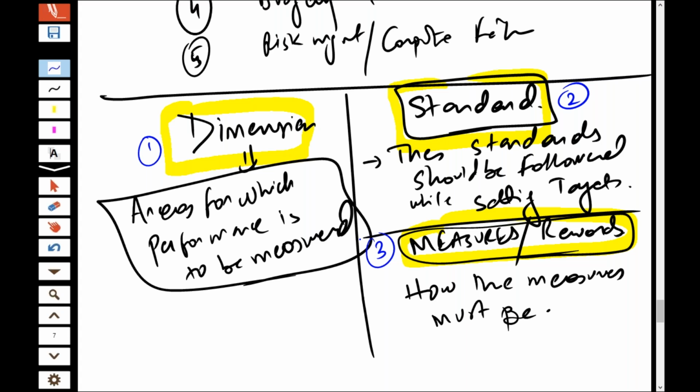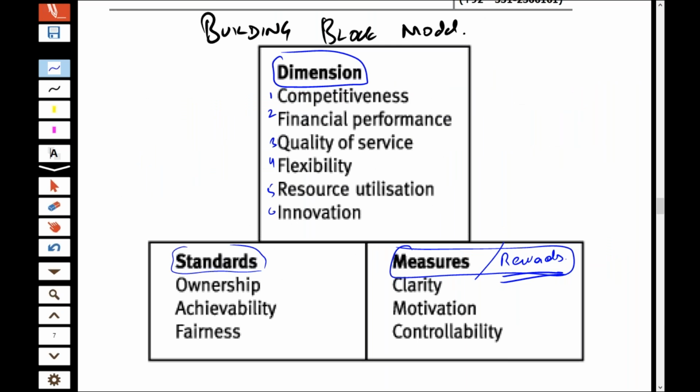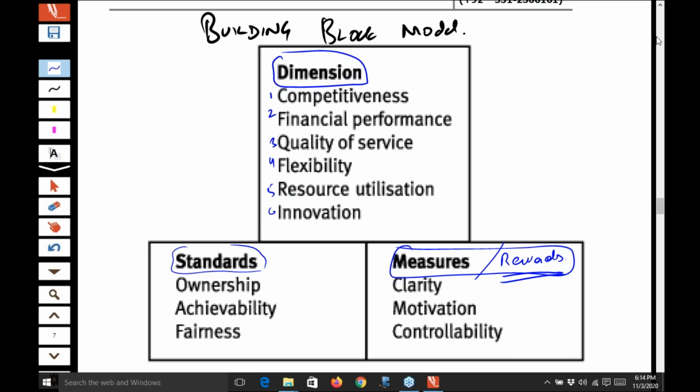Now, the first thing that you need to do with respect to the application of this building block model is that you have to measure the performance using these six dimensions. The first one of them is termed as competitiveness.